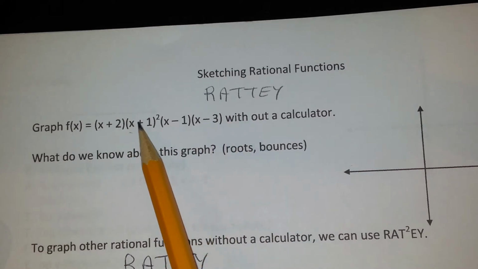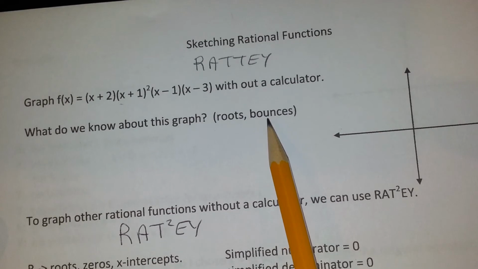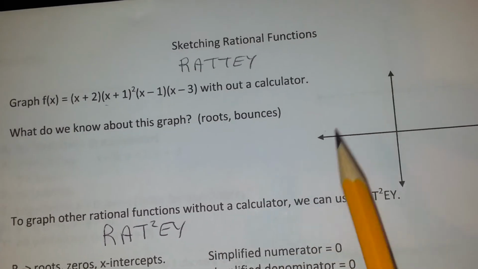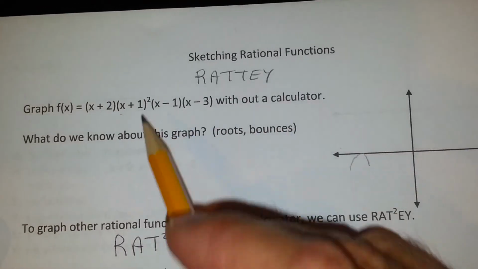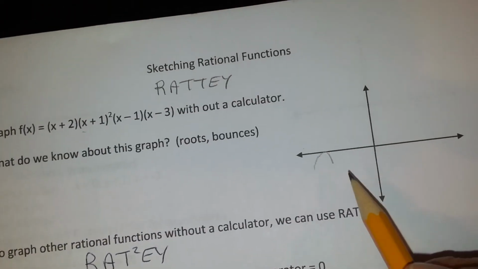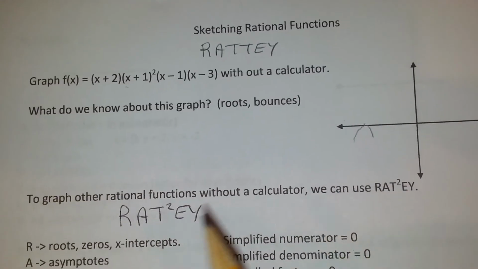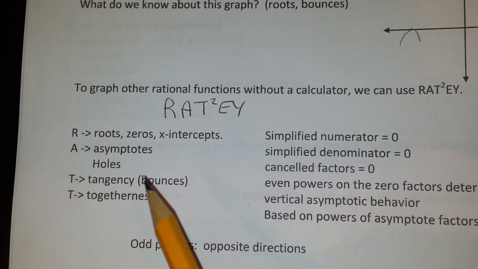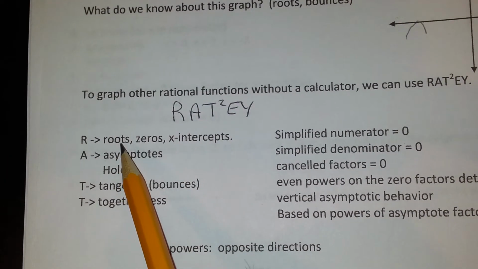We talked about our zeros, our multiplicity. Bounces are when we bounce off the x-axis because of an even multiplicity. Here that refers to a tangency. When you just touch at one point, that's a point of tangency. We're going to call it a bounce or a point of tangency. So here's RATTEY. R stands for roots.